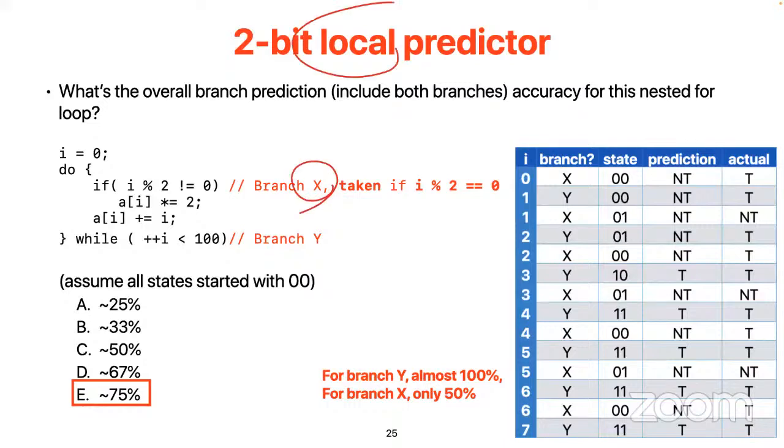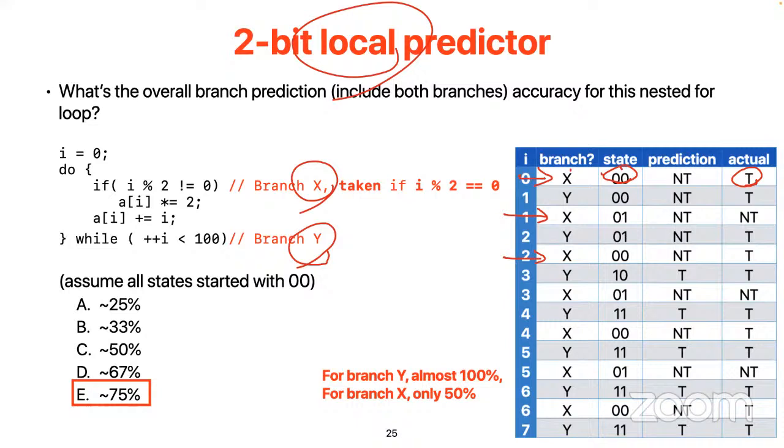So remember, this is a local predictor. So local means that we have to train the state of each branch separately. So for branch X, right, and branch Y, that's why we label branch X and Y separately here. It's only affecting the taken or not taken result. It's only affecting the state for X and Y here, right? So for its individual branch, for the branch X, if we start at 0, 0, right?